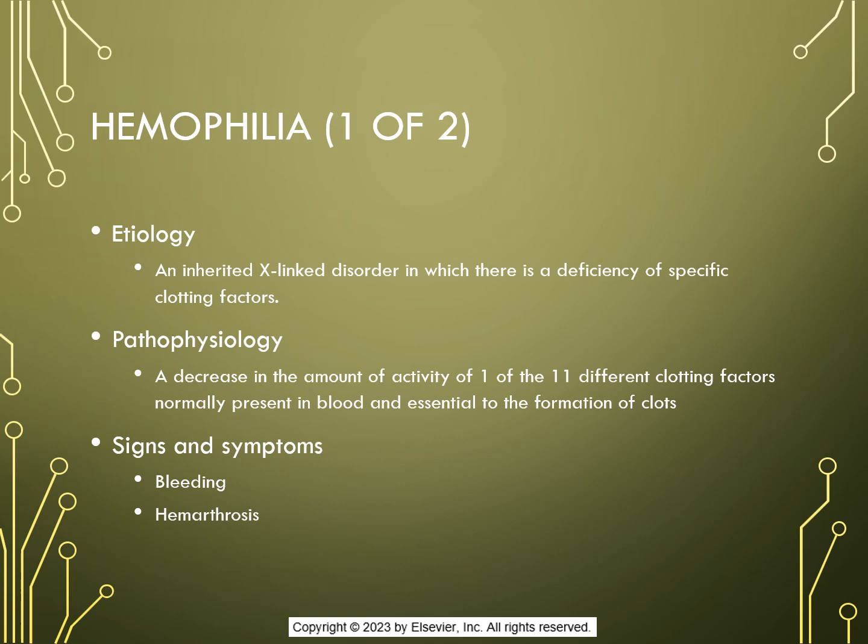In all types of hemophilia and VWD, there is a decrease in the amount of activity of one of the 11 different clotting factors normally present in the blood. They are essential to the formation of clots. There are varying degrees and severity in the types of hemophilia, depending on the amount of factor present and that role of the factor in clot formation.